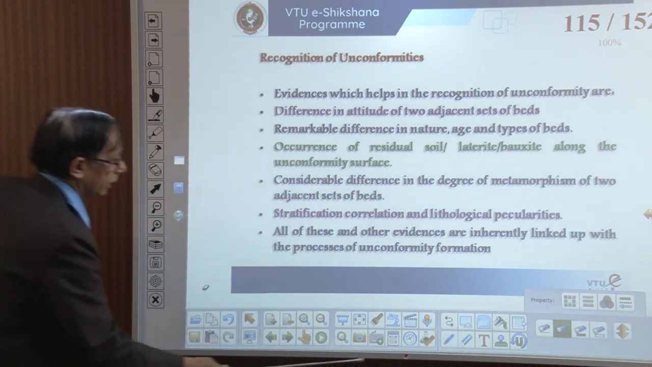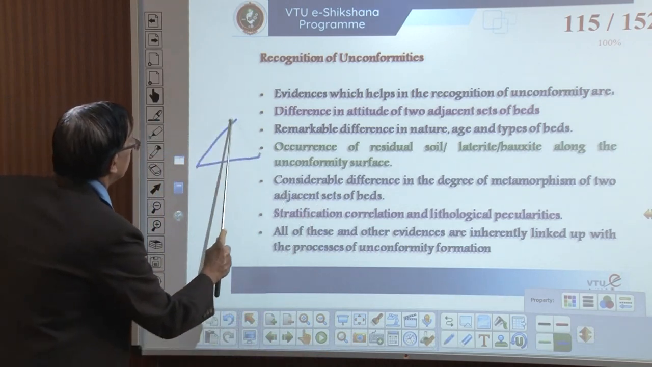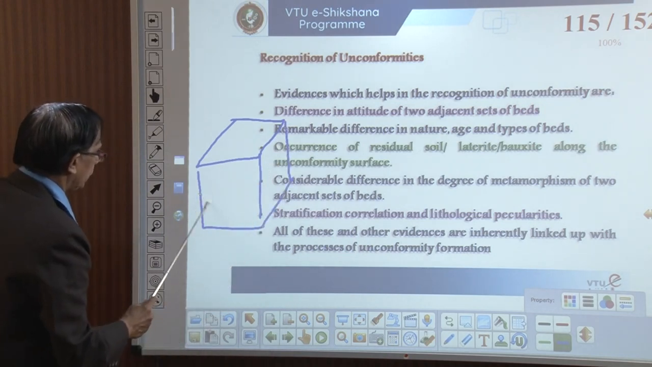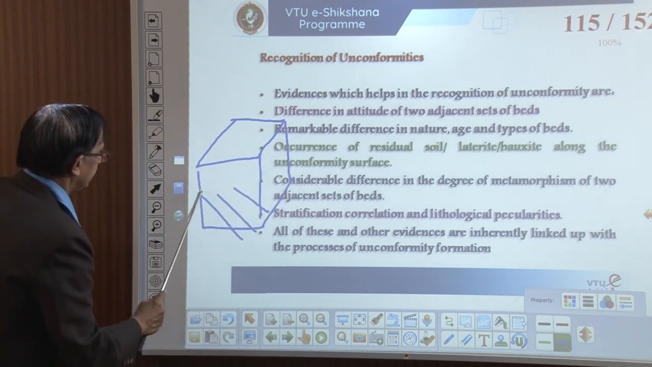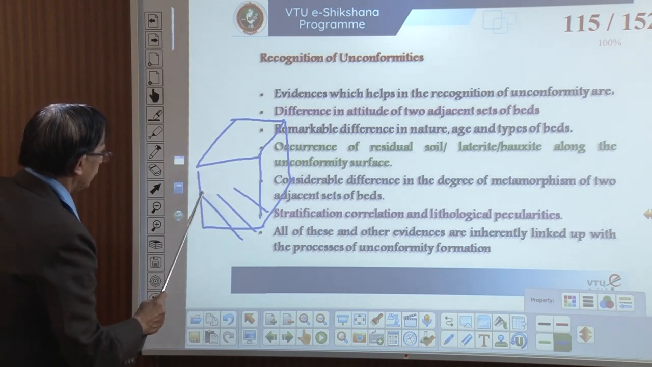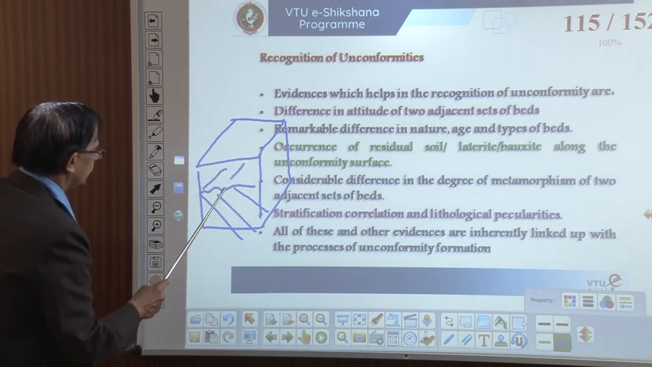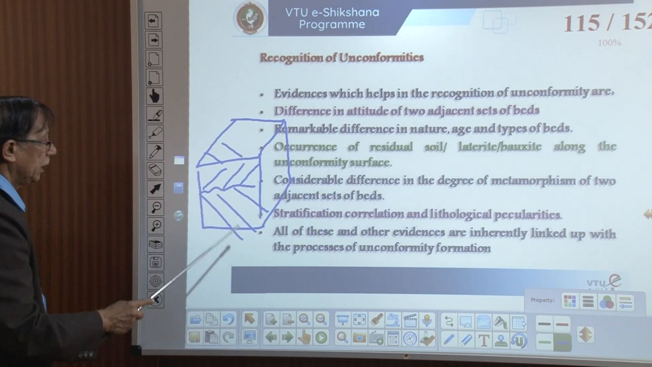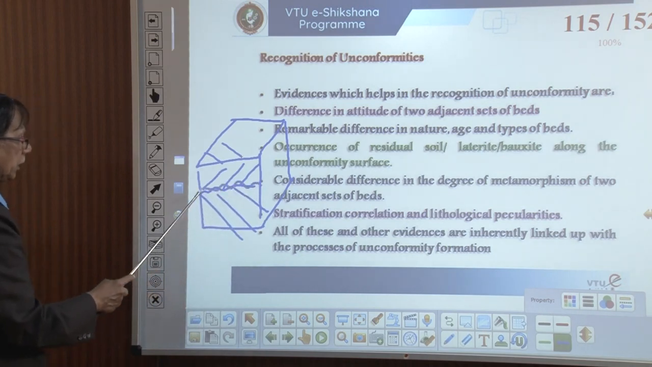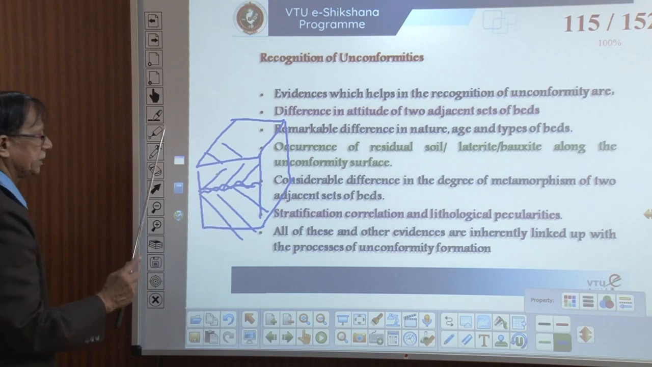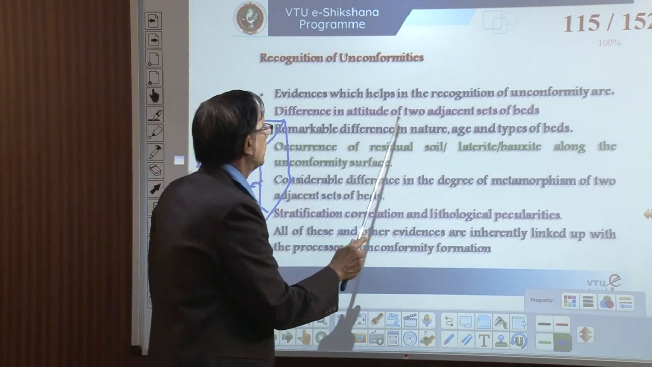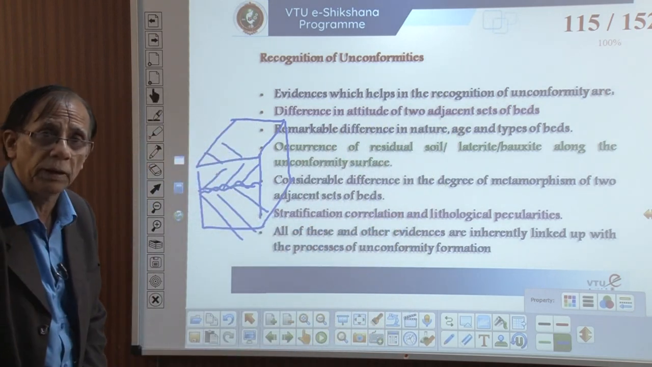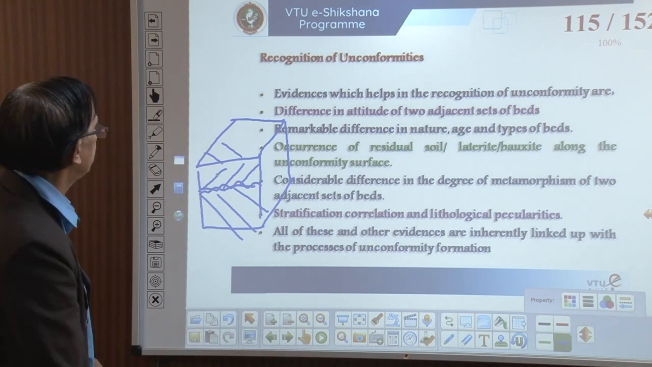For example, if the rocks are inclined, this is especially easy to see. If I have rocks sloping like this, then there may be a contact again. If these rocks are sloping in a different direction, they may have a different strike. Then against a particular contact, if there is a change in the dip and strike pattern, that is an indication of unconformity. That is, difference in attitude of two adjacent sets of beds indicates the presence of unconformity.